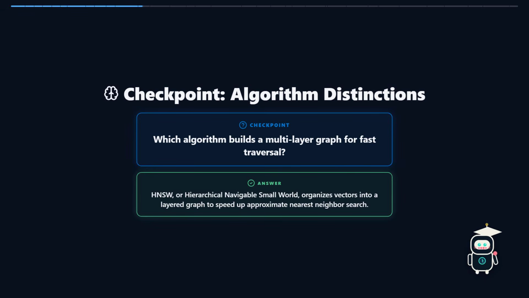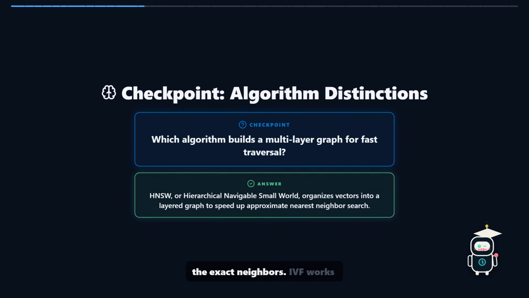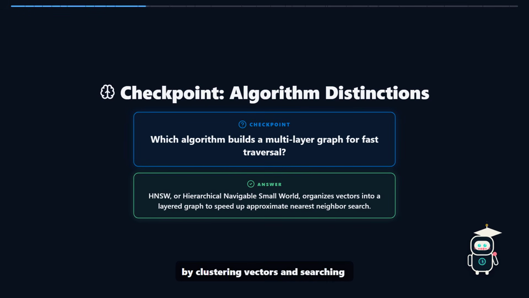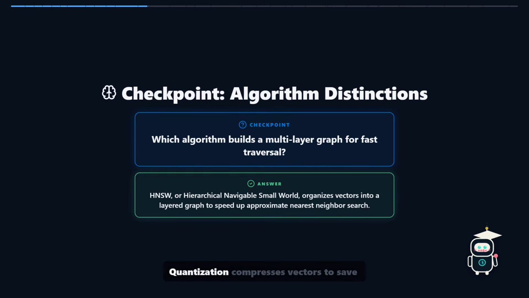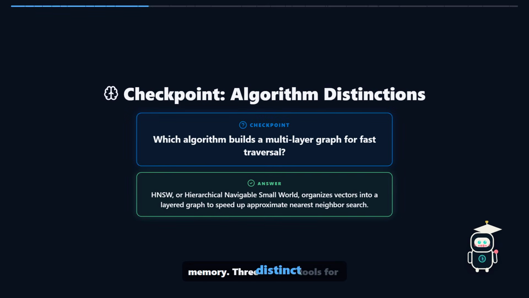HNSW creates a layered graph that lets a query jump across the space and then drill down to the exact neighbors. IVF works by clustering vectors and searching only nearby clusters. And product quantization compresses vectors to save memory. Three distinct tools for different challenges.